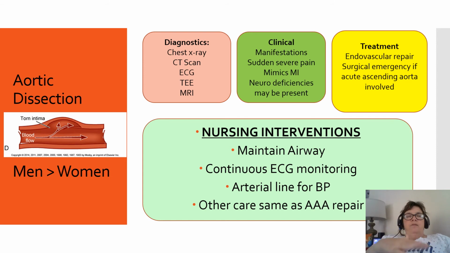Now, I didn't say this in the earlier slide, but for both of these, because there may be anastomosis sites, we really have a fine line for keeping their blood pressure under control. So we need it to be high enough to perfuse their kidneys, but not so high that it blows the graft. So we have usually a narrow parameter that we're trying to maintain their blood pressure in.